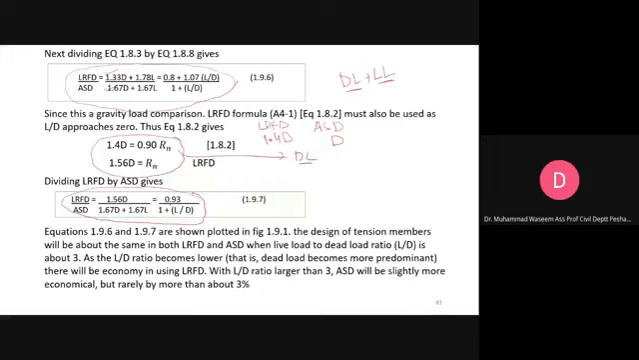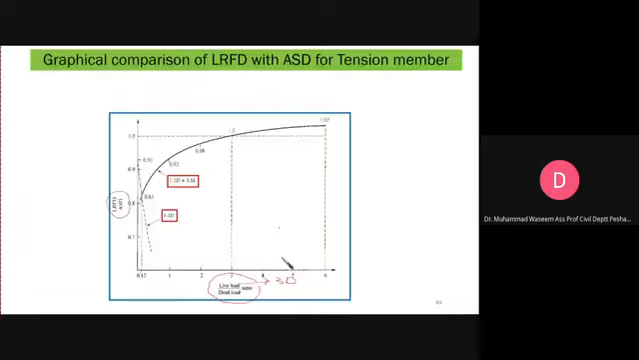If you do the same operation, you divide the LRFD equation by the ASD equation. What will happen? You will plot this value. When you plot it, equation 1.96 and this equation are shown plotted in figure 1.19. This is that figure.